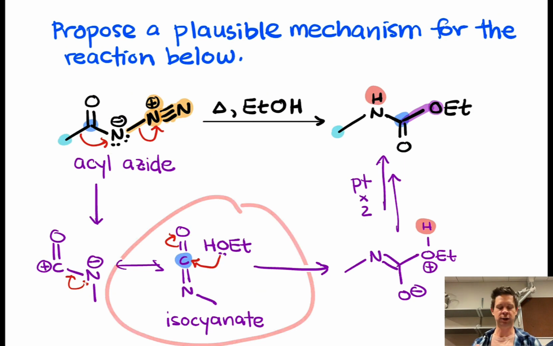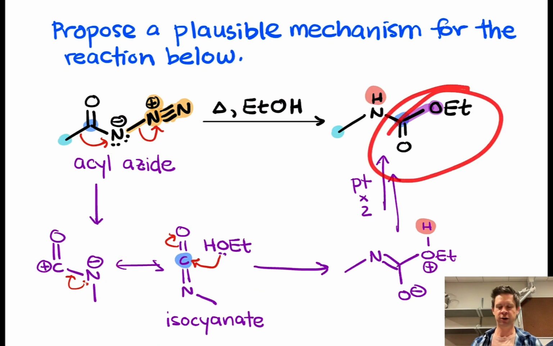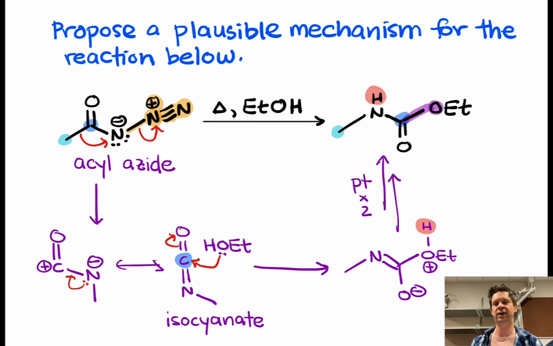When aqueous workup is used, the resulting structure that has an OH here instead of an OR group can lose carbon dioxide very easily and give us a primary amine. And that's sort of your classical Curtius reaction that converts an acyl azide into a primary amine.